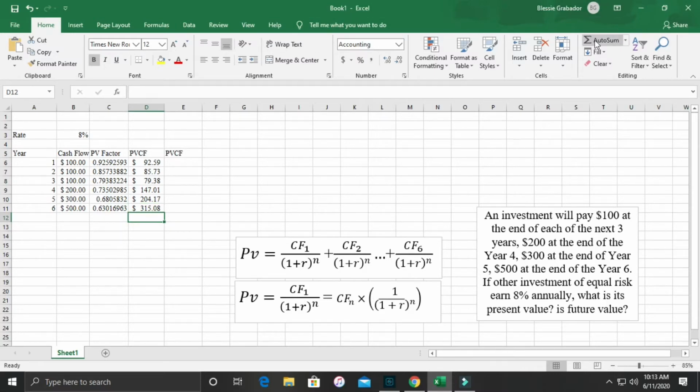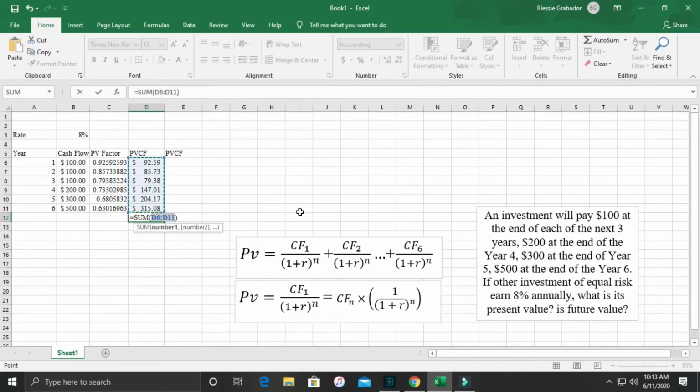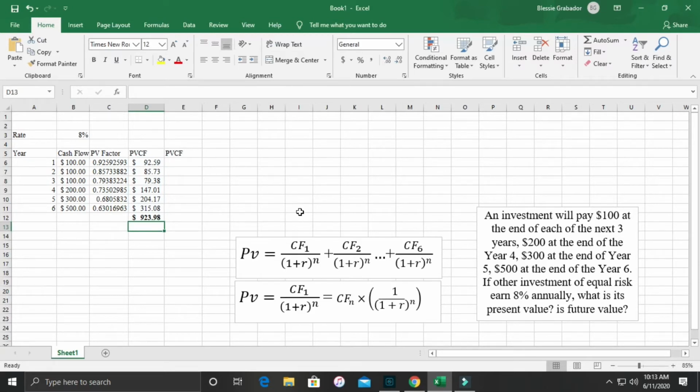So for the sum of all of those, you just have to click the auto sum and you will get the sum. We have $923.98.